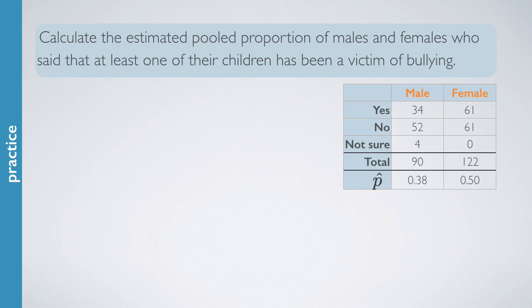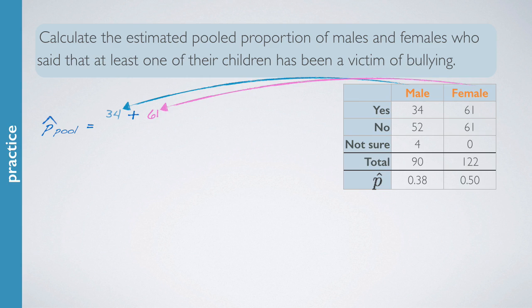So let's right away put that to use and calculate the pooled proportion of males and females who said that at least one of their children has been a victim of bullying. So our p hat pooled is going to be the total number of successes from the males, so that's 34, plus the total number of successes from the females, so that's 61, divided by the sample size for the males, which is 90, plus the sample size for the females, which is 122. So this gives us roughly 45% as the pooled proportion of males and females who said that at least one of their children has been a victim of bullying.